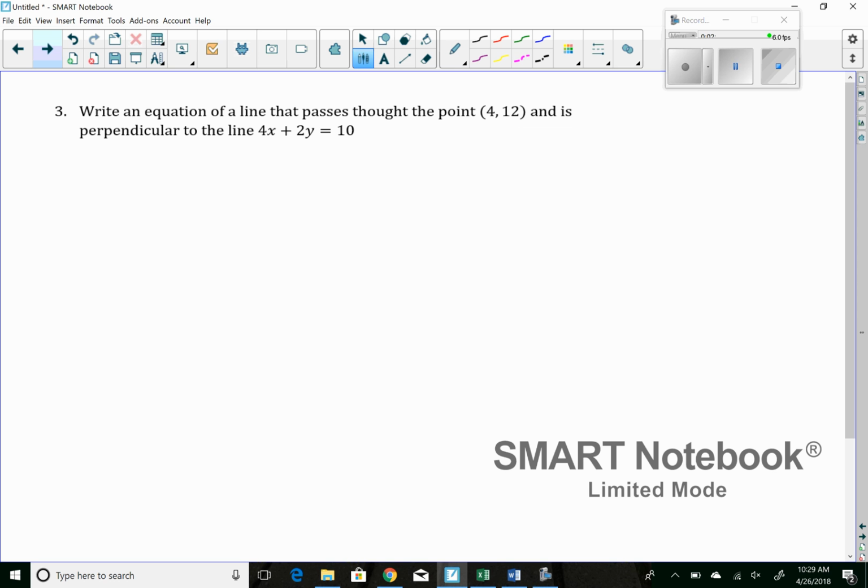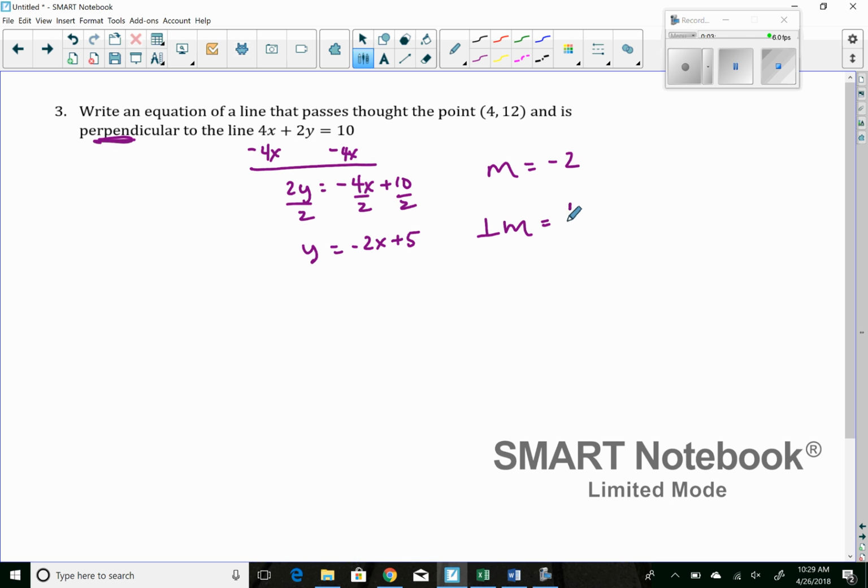Next one says to write an equation of a line that passes through the point, but is perpendicular. So to do perpendicular, we definitely need to know slope. So first thing I want to do here is subtract 4x. So I have 2y is equal to negative 4x plus 10. Divide everything by 2. So I have y is equal to negative 2x plus 5. The slope that I have is negative 2. The perpendicular slope would be positive 1/2.